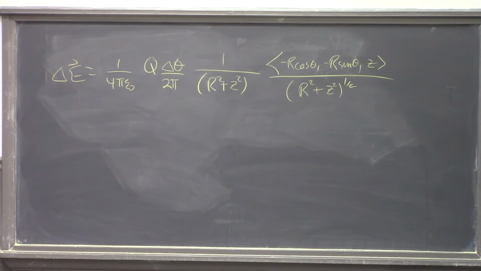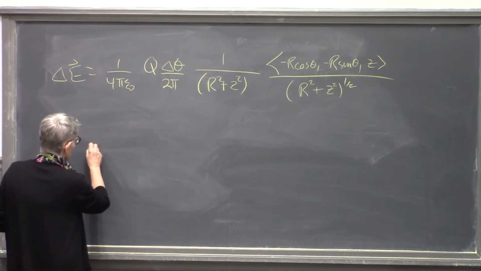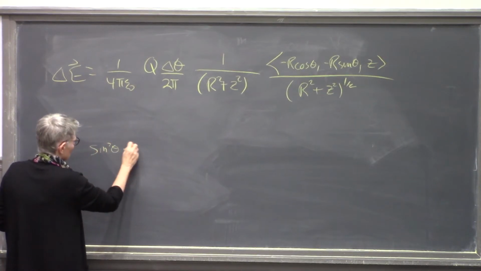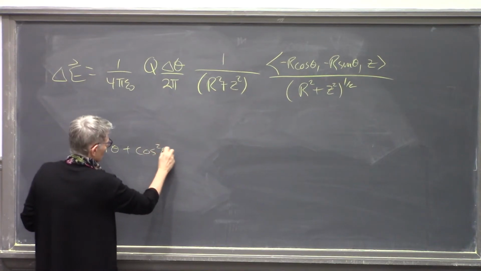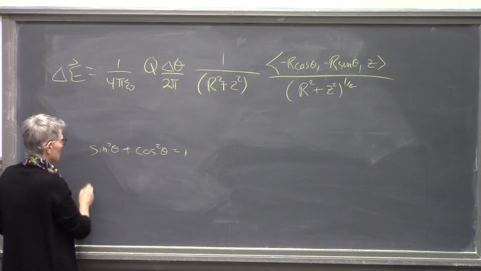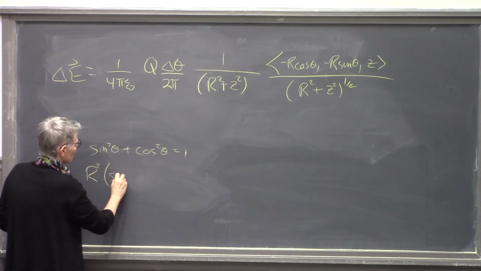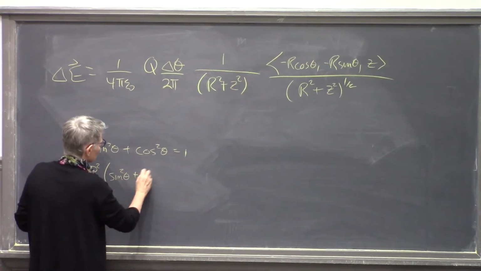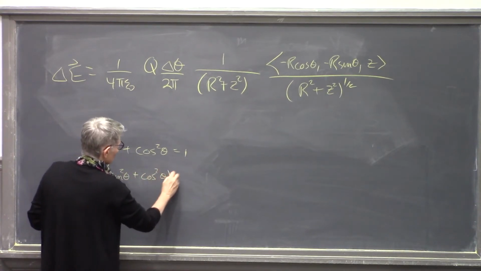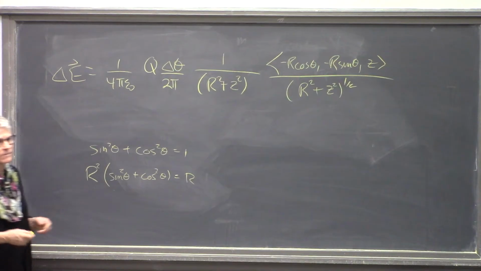Where did you get just the r squared from in the magnitude? Because sine squared theta plus cosine squared theta equals 1. So r squared times sine squared theta plus cosine squared theta is r squared. Yeah. Thank you.